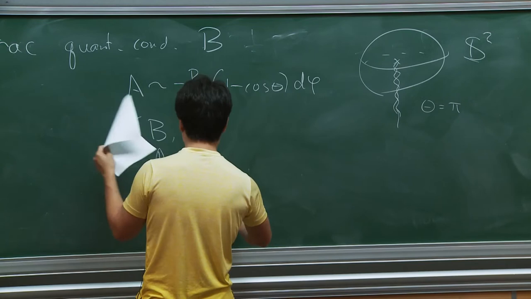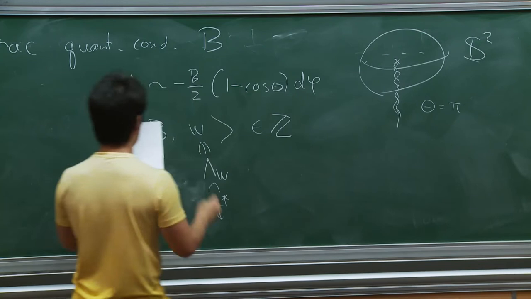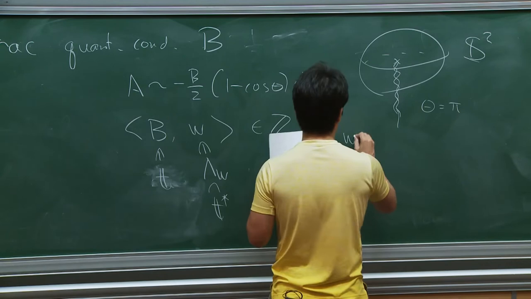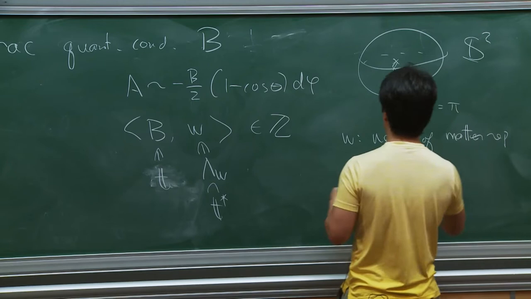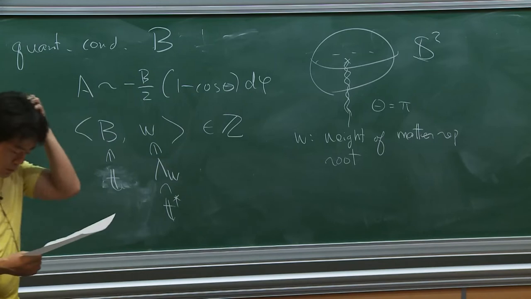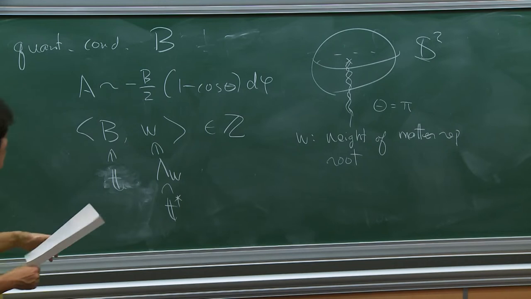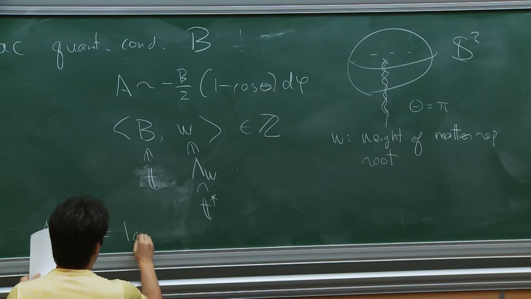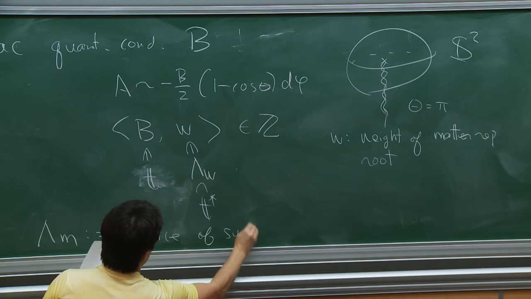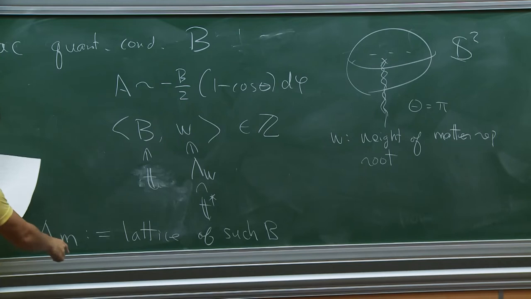So the condition says that this pairing is an integer. Yeah, so it's important that W depends on the matter content. So this is a weight of matter representation or a root, because we always have gauge fields which transform in the adjoint representation. So there is a restriction on B, and let me call the lattice of such B Lambda m. So Lambda m denotes the lattice of B satisfying this condition.